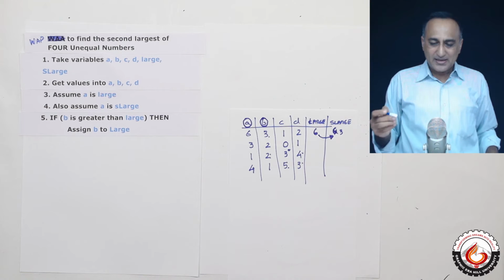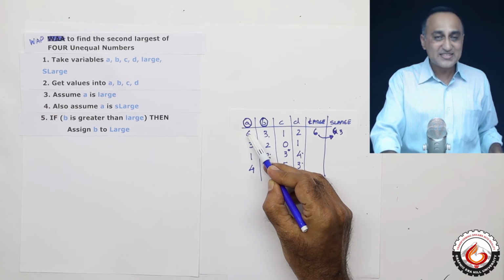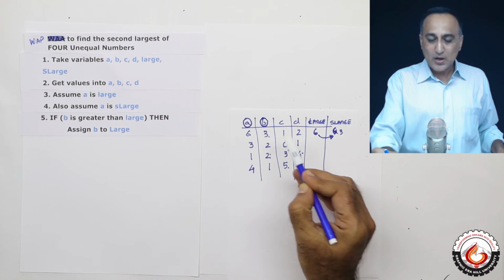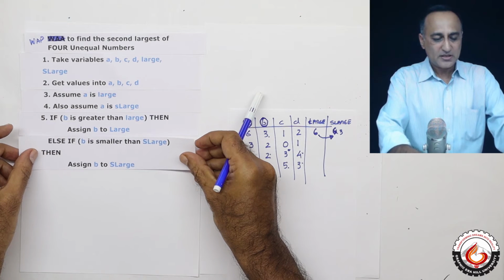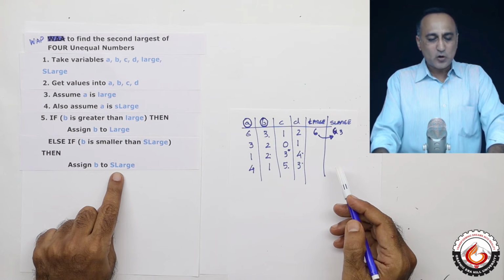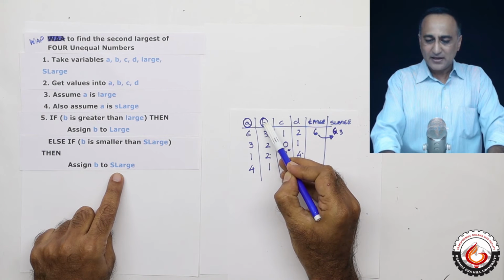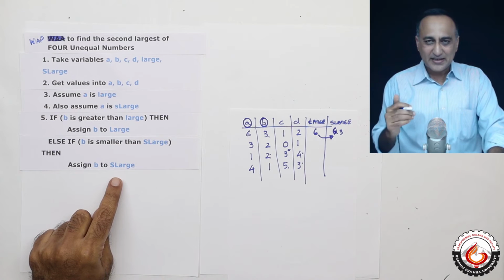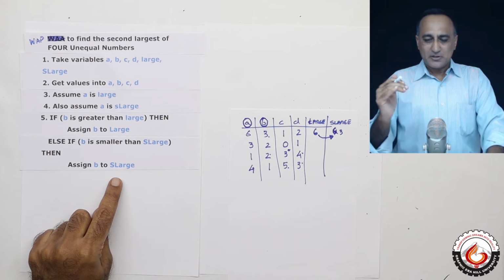Now there is one more case like this one, 6 and 3. B can be smaller than second large. Because second large happened to be 6, I will replace 6 with 3. So this is how it works. If B is smaller than second large, then the value of B is copied to second large. So now I have taken care of A, I have taken care of B. Now it is very easy. I have to just look at C and D. The logic which is applicable to C will also be applicable to D.